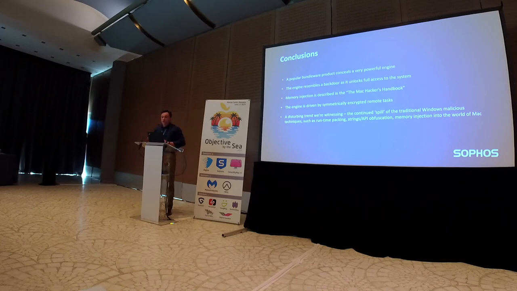Then there are things like all the tasks being symmetrically encrypted. So the question I have: what happens if the controller is intercepted? What happens if someone intercepts the controller and feeds rogue tasks into that system? What happens if the developer goes rogue and tries to get unauthorized access to those installers? Given the sheer complexity and the power of the engine, is it really justified? The trend it demonstrates is the spillover of traditional Windows malicious techniques, such as runtime packing and string obfuscation, as I mentioned.